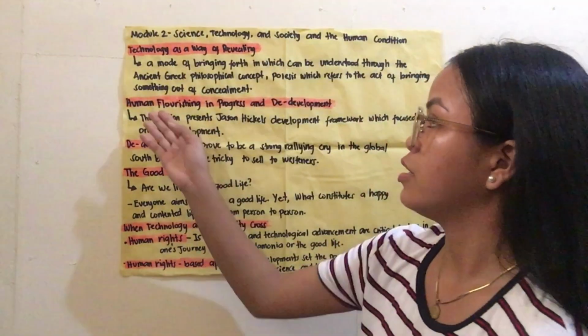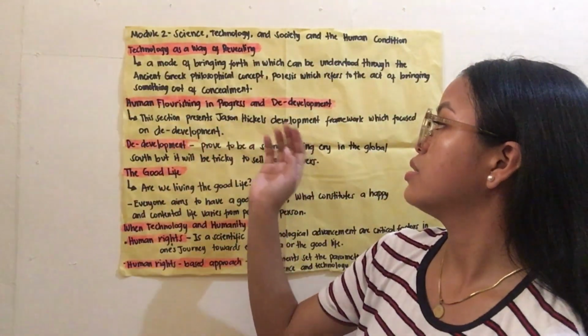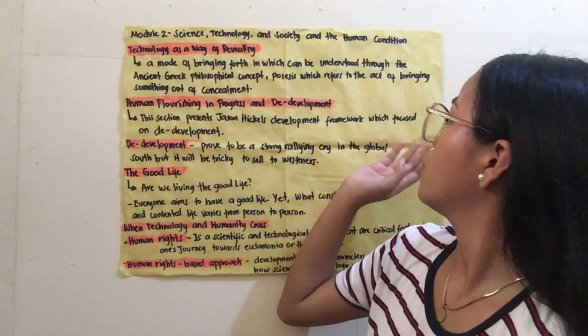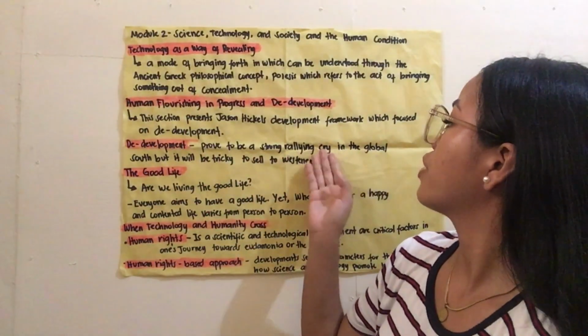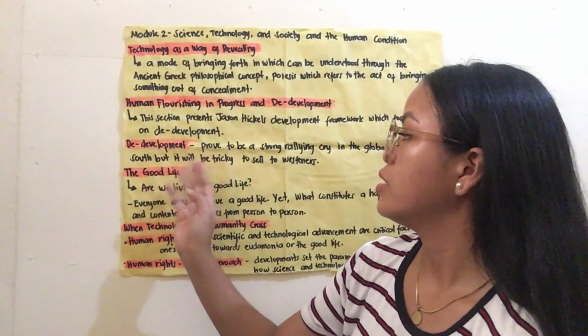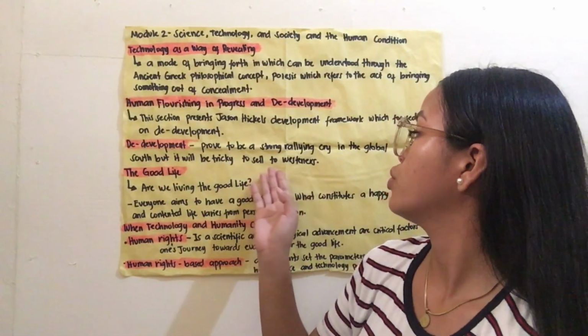The next topic is human flourishing in the progress of development. This section presents Jason Hickel's development framework, which focuses on de-development. De-development proves to be a strong rallying cry in the global south, but it will be tricky to sell to Westerners. Hickel's concept of de-development is discussed as an alternative to narrowing the gap between rich and poor countries.